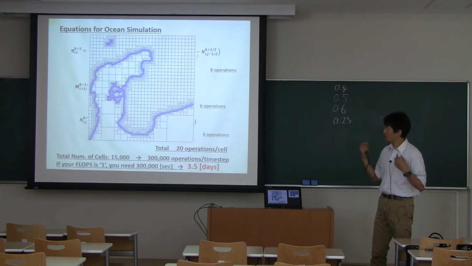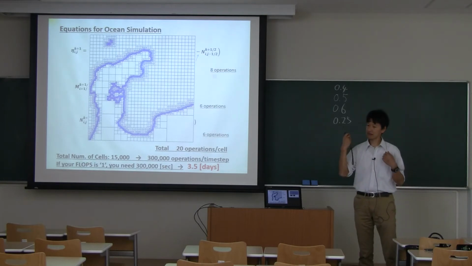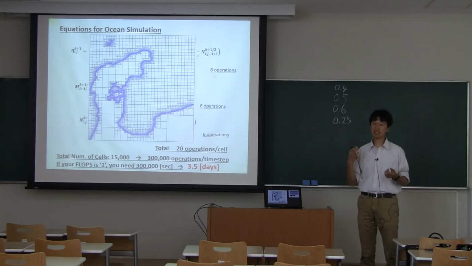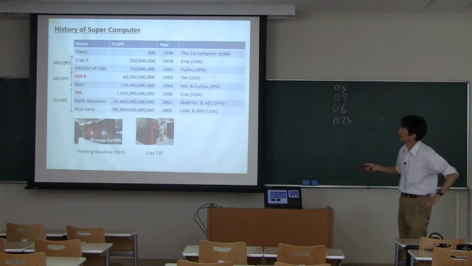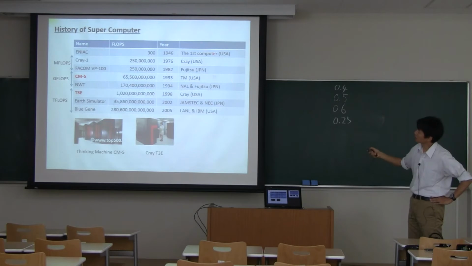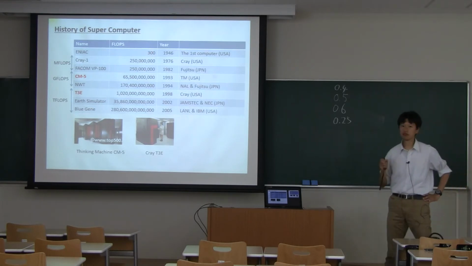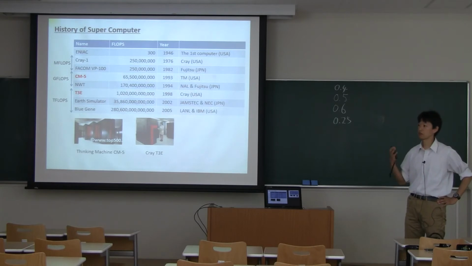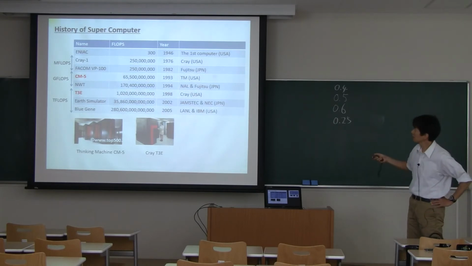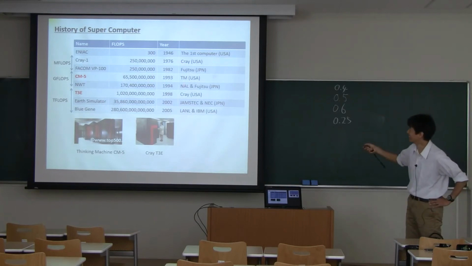So first, I'll introduce the history of supercomputers. Okay. The first supercomputer is ENIAC. The ability of the machine was 300 flops. It is about 300 times faster than you. Okay? Nuclear flops as well.